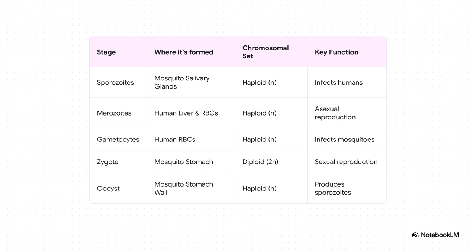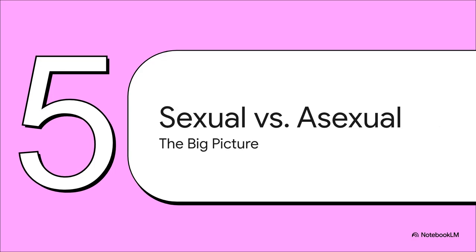So when another mosquito bites, it sucks up these gametocytes. Inside the mosquito's stomach, they fuse, that's the sexual part, to form a diploid zygote. That zygote then develops into an oocyst, which produces thousands of new sporozoites, which migrate to the mosquito's salivary glands, ready to start the whole deadly cycle over again. It's just incredible. Whew, okay, we have been on quite a journey, from simple algae to that incredibly complex parasite.